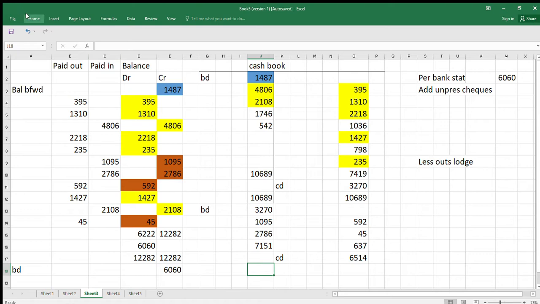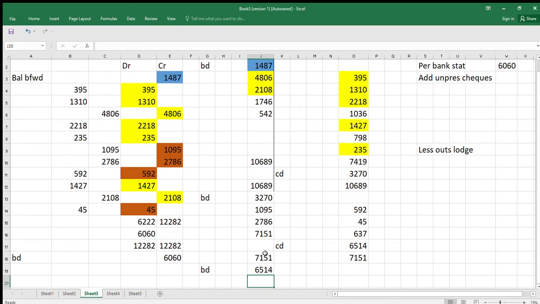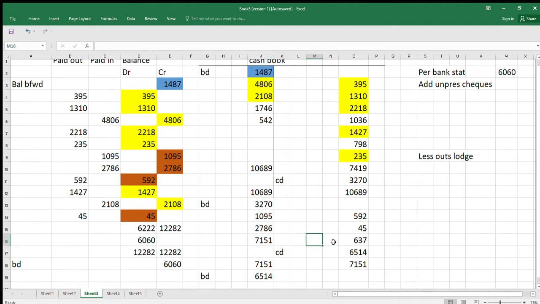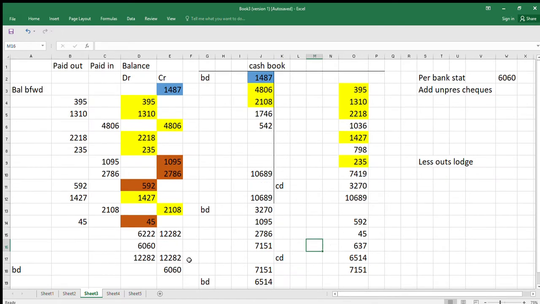And let's just add this up again. Totals and brought down. Yeah, so that's our new carry down and brought down in here. Okay, so hopefully that makes a lot more sense. So now what I'm going to do here is give you the last method, and let's see whether this thing actually reconciles as well.